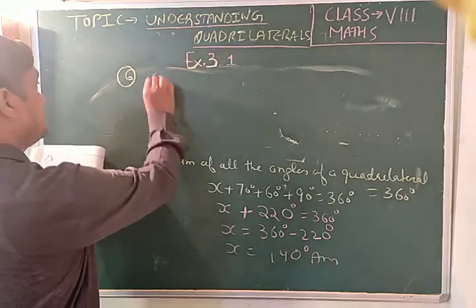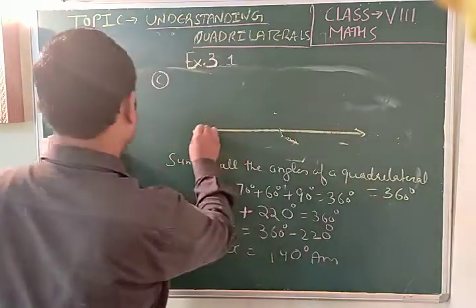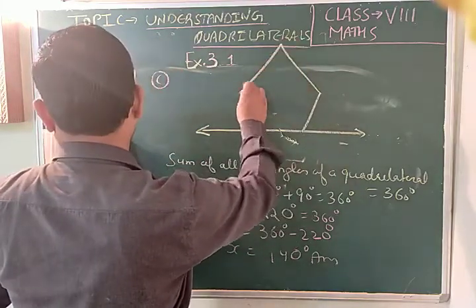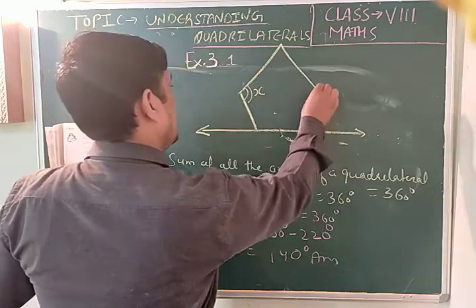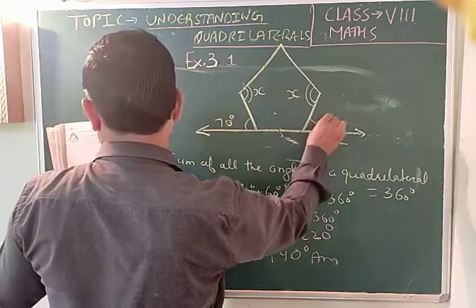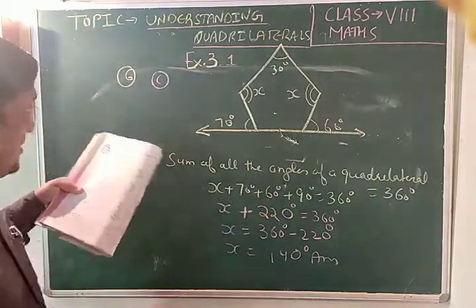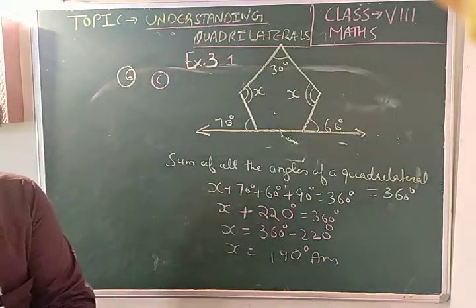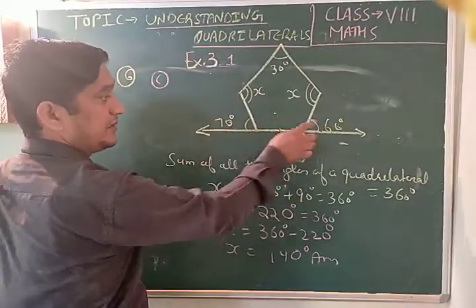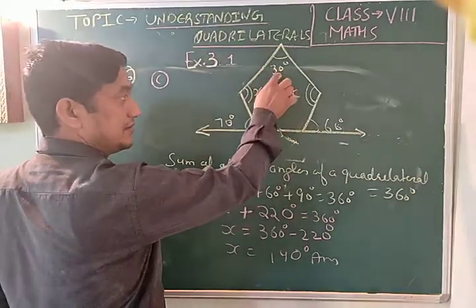C part. Now look children, this is 60 degree, this is 70 degree. These two are exterior angles, and this is x and x. These two angles are the same, and this is 30 degree given.